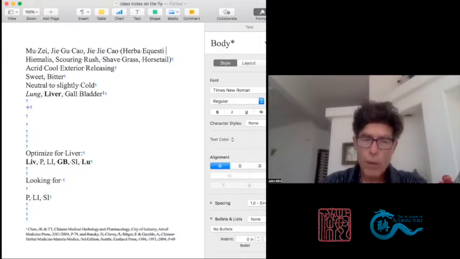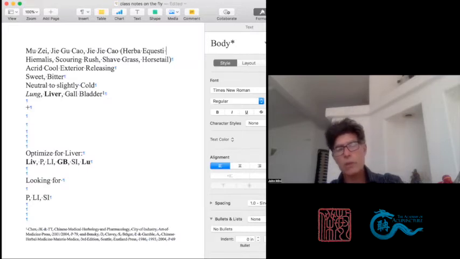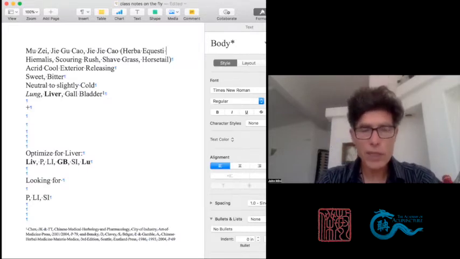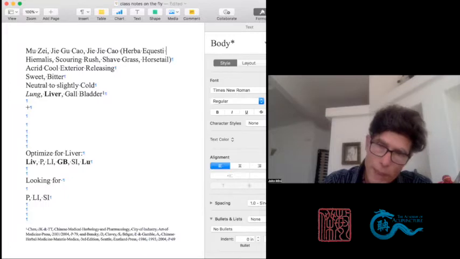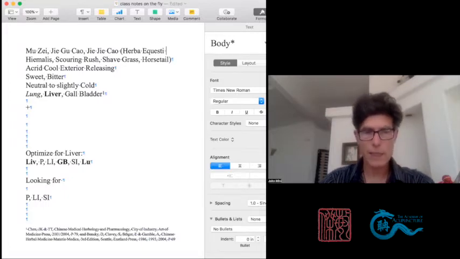Okay, so remember, we can go farther in our optimization with Mudze by combining it with those herbs that go to the pericardium, large intestine, small intestine channels, as well as the channels that Mudze already goes to. Okay, so let's make some liver formulas now with Mudze and see where that takes us.